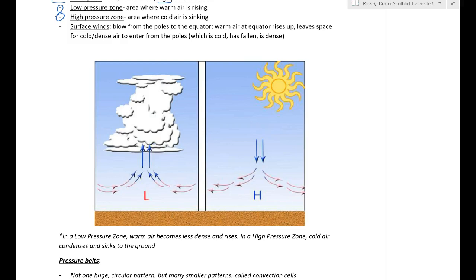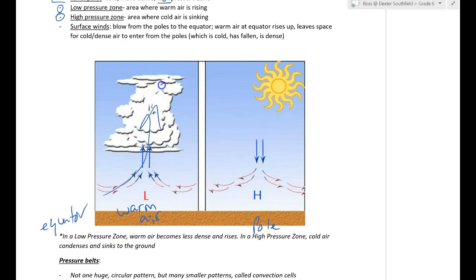So in a low pressure zone, you've got warm air, right? So we're going to write that in here, warm air. And as that air warms up, it starts to become less dense, and it is going to rise up and essentially float on top of colder air around it. So as it starts to float and move up into the atmosphere, it moves in this direction. We're going to ignore for a moment the clouds versus the sun. So let's say this is over here at the pole, and this is at the equator, okay?